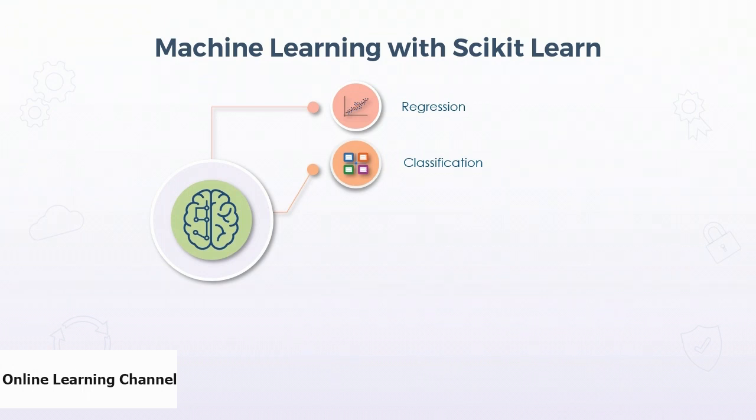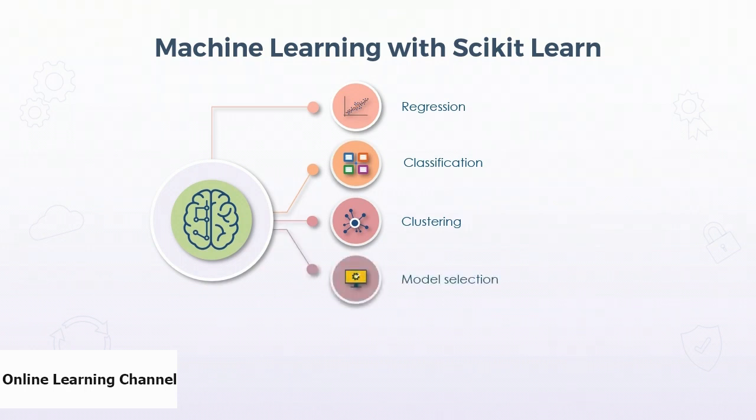Another Scikit-learn functionality is clustering. Clustering is automatic grouping of similar objects into sets. One typical application of clustering is customer segmentation. Another functionality of the Scikit-learn package is model selection. Model selection helps users to compare, choose, and validate parameters and models. The algorithms that are already included in the Scikit-learn package include grid search and cross-validation algorithms.